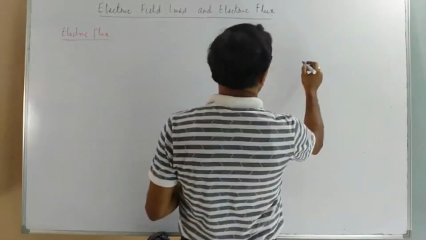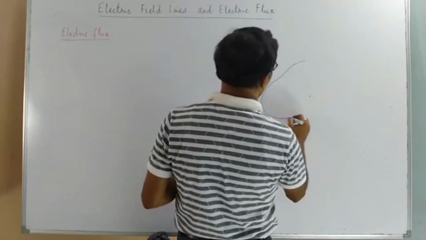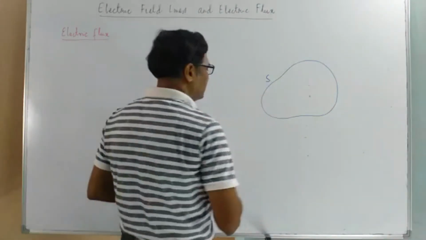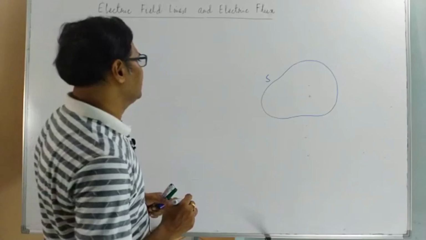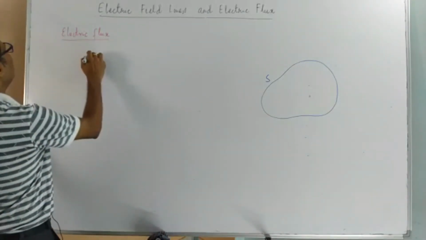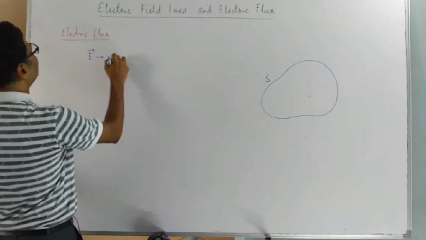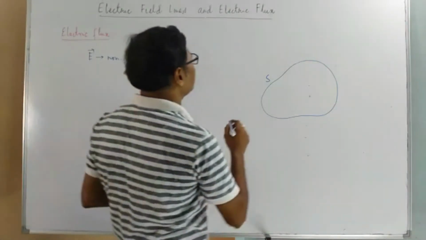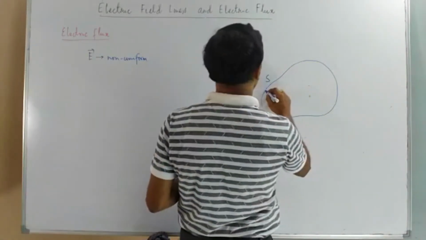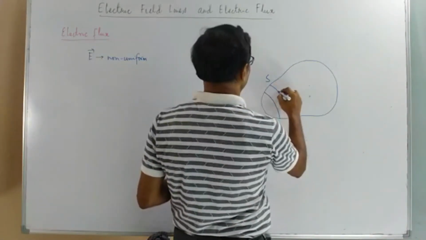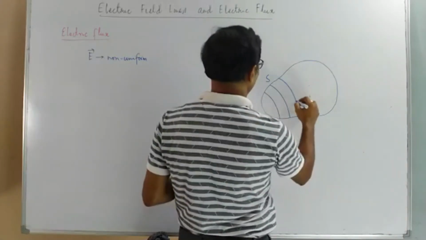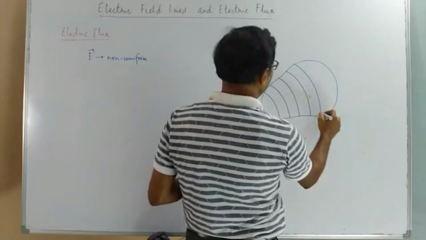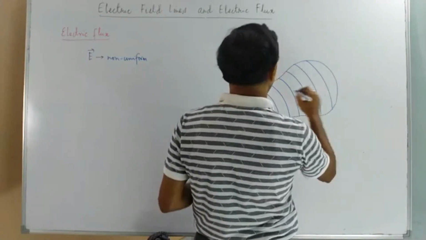If electric field is non-uniform over a surface area A, we are considering E to be non-uniform. In that case, we divide this surface area into small surface elements, into small area elements, like this.